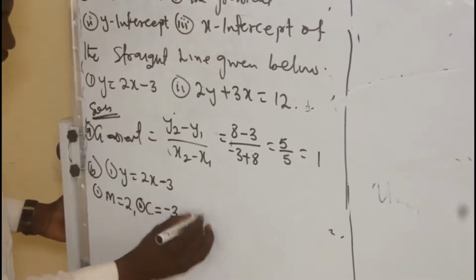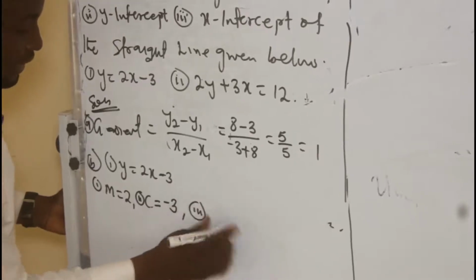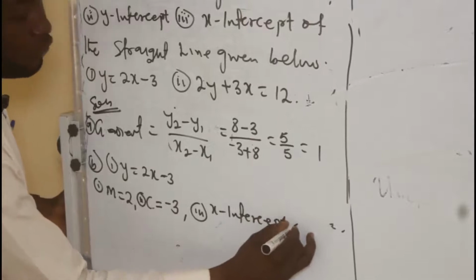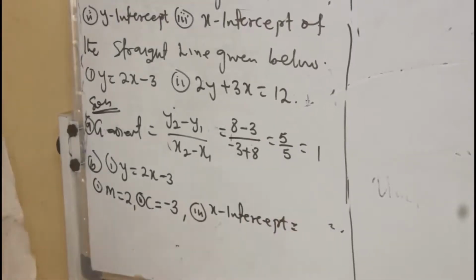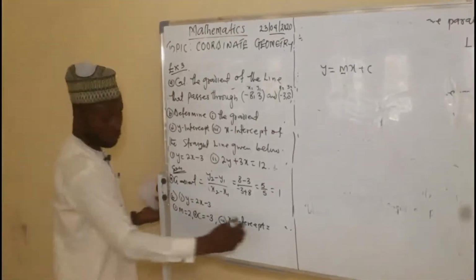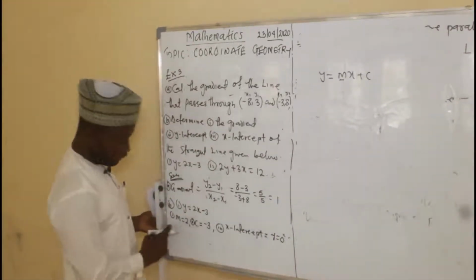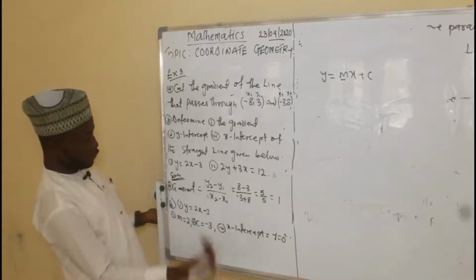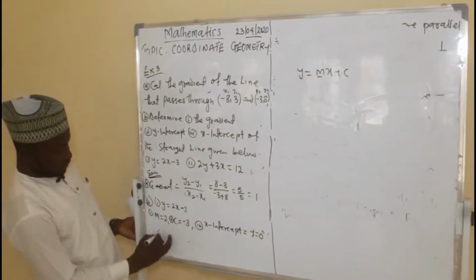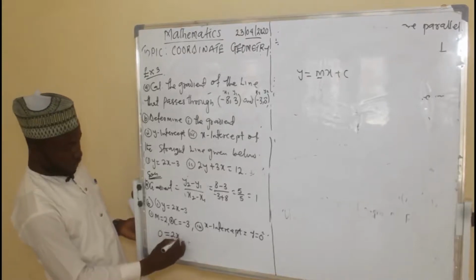Then the next one is Roman 3. The question says we should find the x-intercept. The x-intercept is always when y is equal to 0. So substitute y is equal to 0 in your equation. If you put y is equal to 0 here, what do you have? 0 is equal to 2x minus 3.